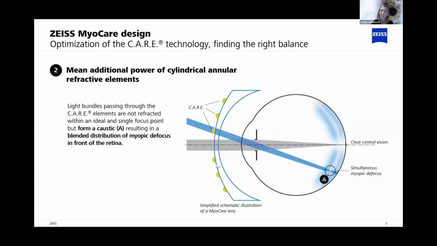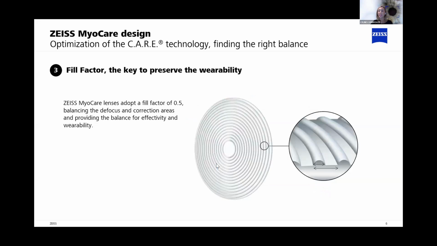It's going to be a positive power at the front of the lens, which is going to create a myopic defocus in front of the retina, so that a stop signal is going to be sent to the brain to stop the elongation of the eye. On top of that, as I just said, we needed as well to find the best balance in the functional zone between these care elements, this positive power, and the normal refraction.